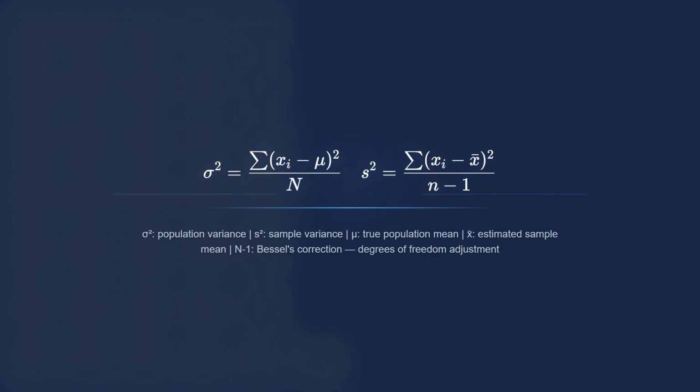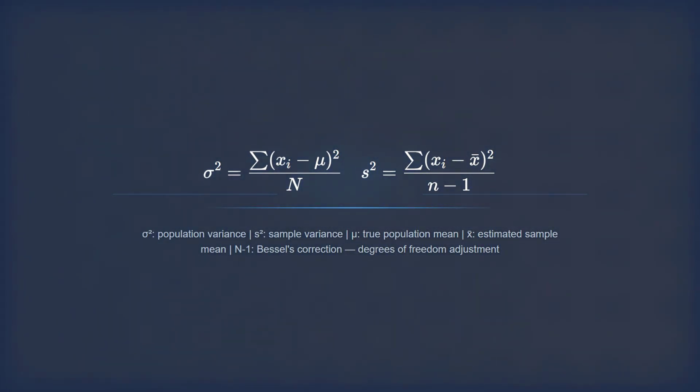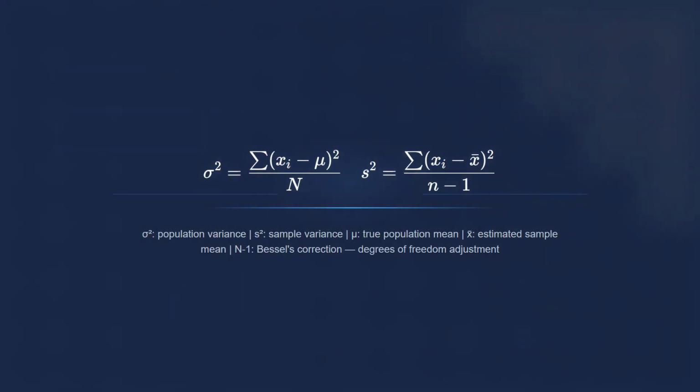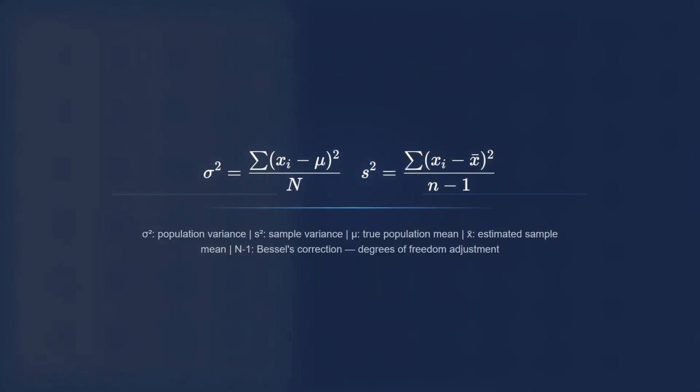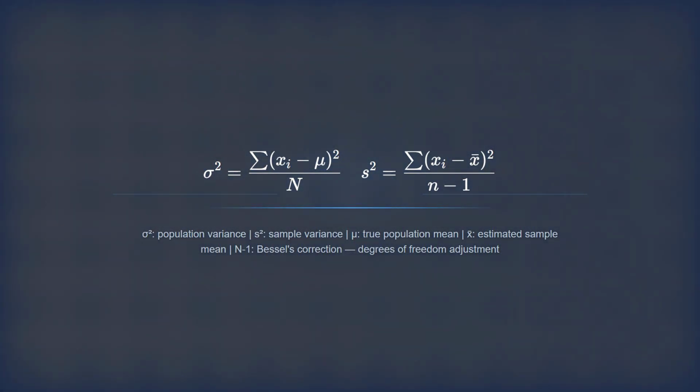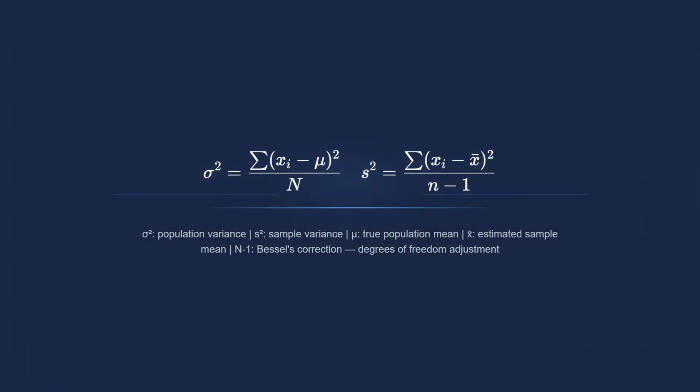When you compute the sample mean x bar, you have already used one piece of information to estimate the true mean. The sample mean is guaranteed to be closer to the observed data than the true population mean would be. This compresses the deviations. It underestimates the true spread. Dividing by n-1 corrects for that compression. n-1 is called Bessel's correction, and it represents degrees of freedom. You had n observations, but you spent 1 estimating the mean.